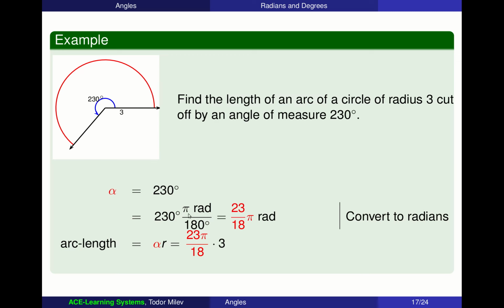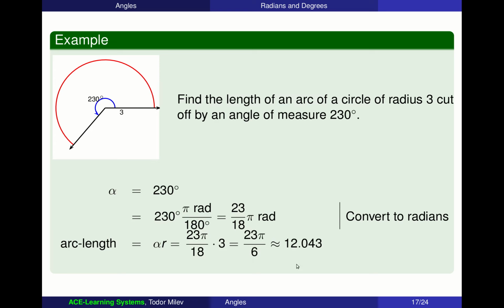So there it is. For the number alpha, you need to fill in the number 23/18 pi. And that's it. 3 times 23/18 pi, that's 1/6, because 18 divided by 3 is 6. So we get 23 pi over 6. And that's the final answer to our problem.